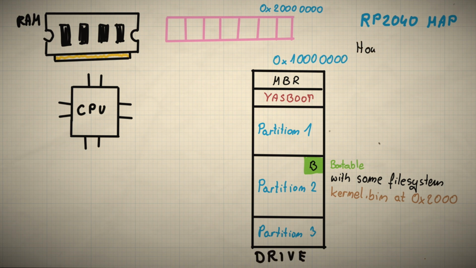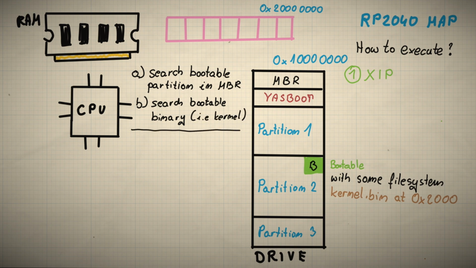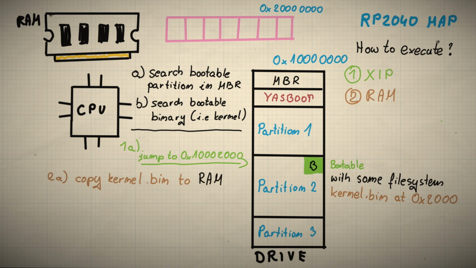So how to execute that kernel.bin? Firstly, we have to find the partition in the MBR. After that, the file to be executed must be found inside the file system of that partition. And if found, we have two options on RP2040. Option number 1, we can execute the binary in place by just jumping to the address that is built from RP2040 memory mapping and the physical address on that drive. The other option is to copy that binary from the physical drive somewhere into RAM memory and then jump to the application inside RAM.